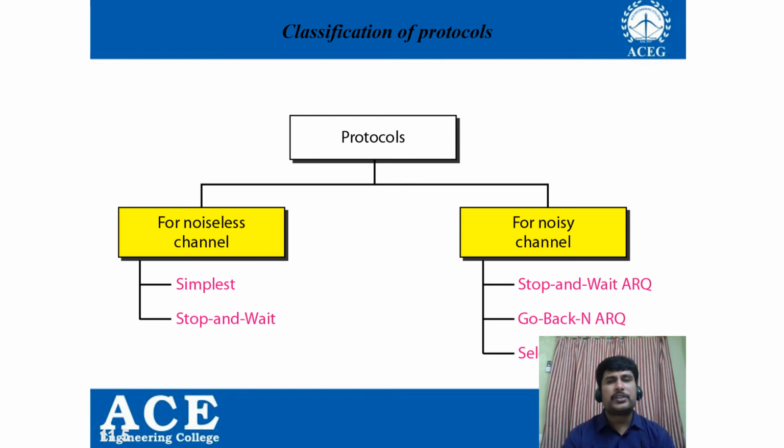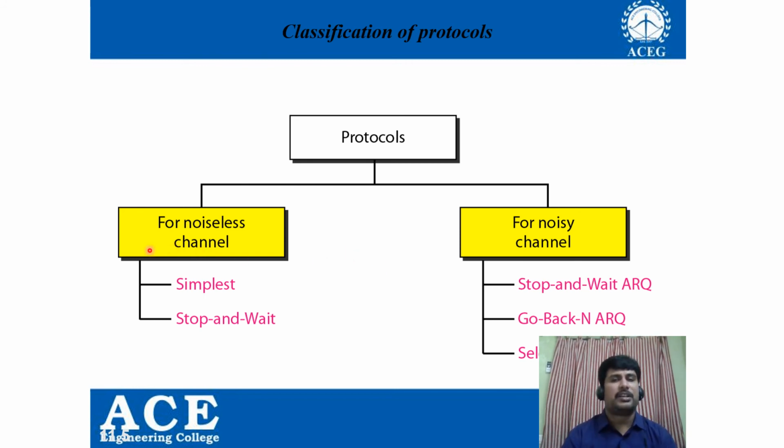Now, the protocols used by the data link layer are classified into two types. The first type applies to noiseless channels and the second type applies to noisy channels. What do we mean by noiseless and noisy channels? If the channel is such that there is no probability of an error or loss of data, we refer to it as a noiseless channel. But if there is a possibility of loss of data or an error being generated, it is called a noisy channel. So we are categorizing the protocols into two types based on the channel used.